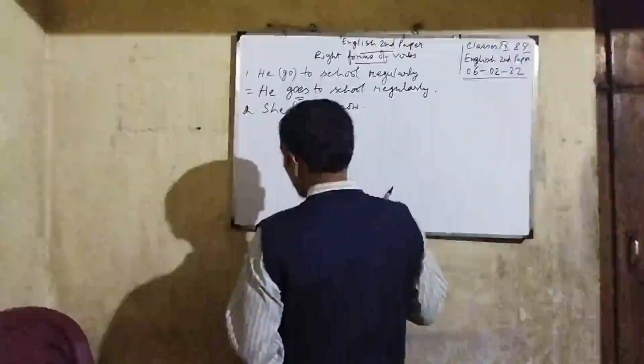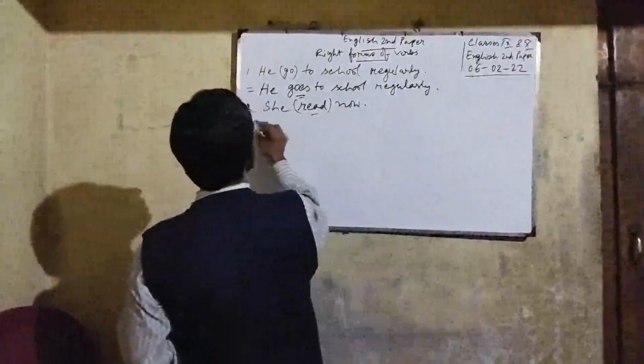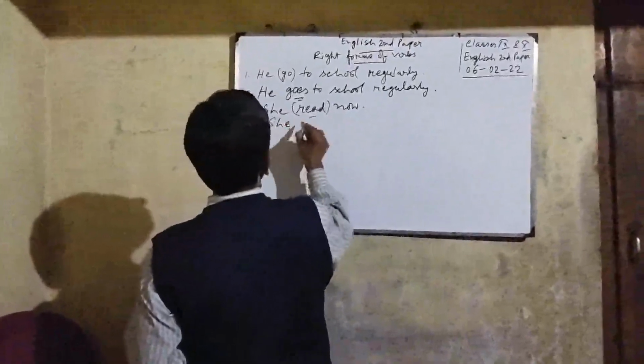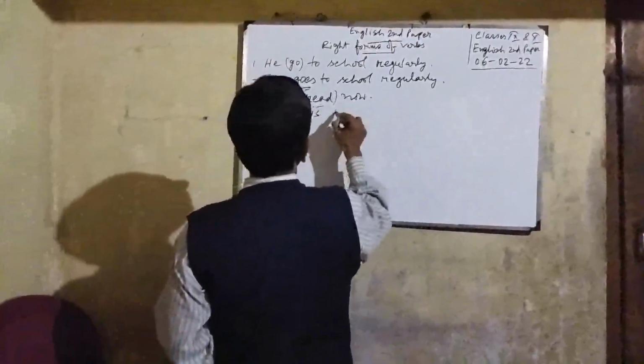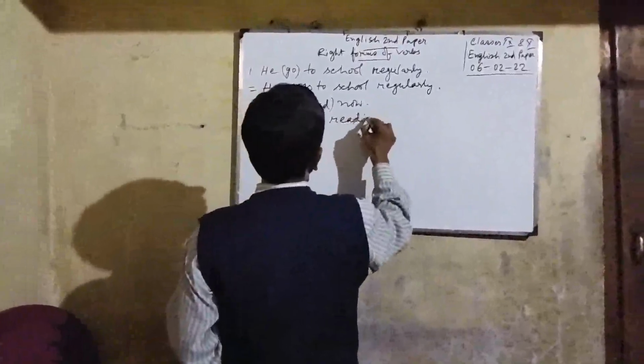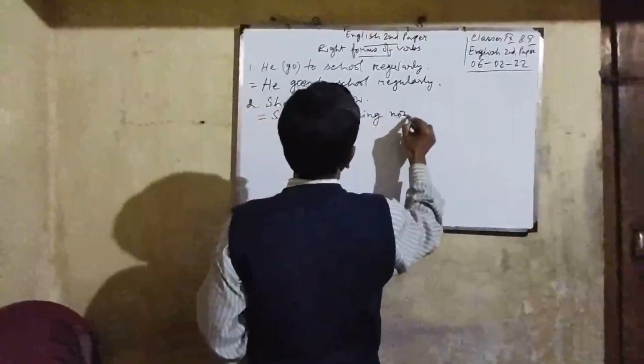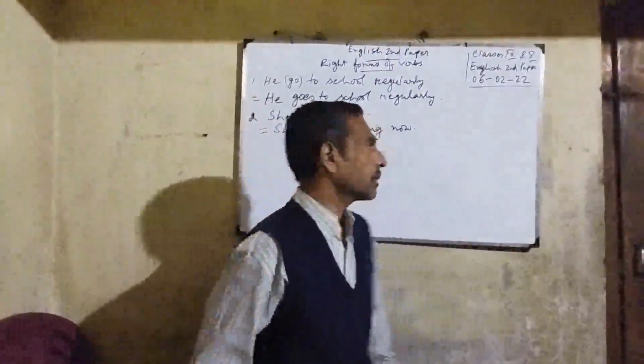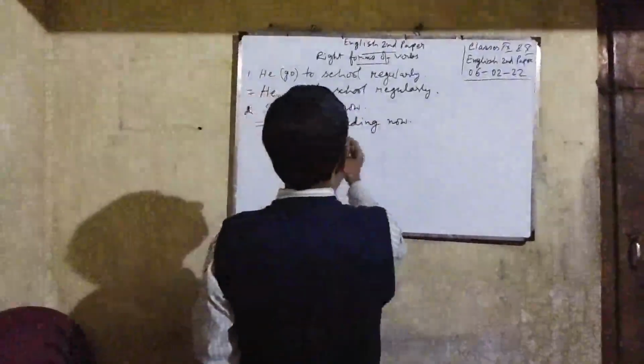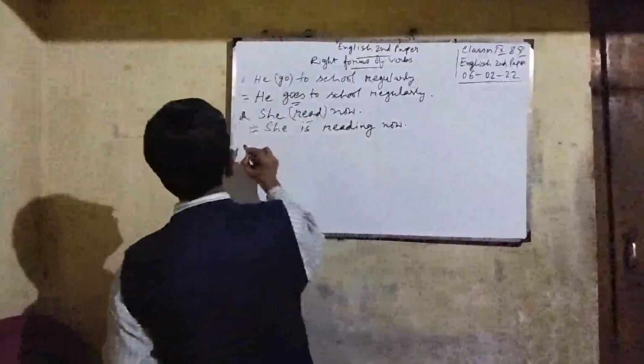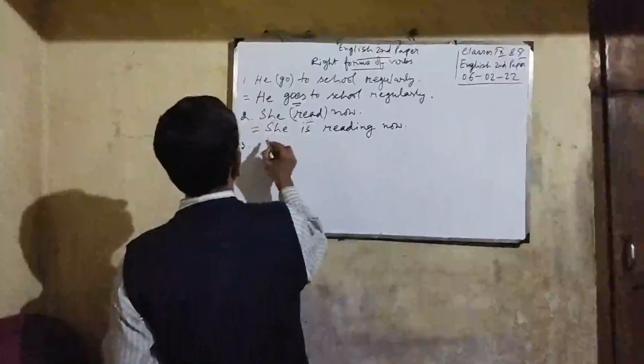So we will write here: she is reading now, and this is present continuous tense. Subject, is, verb plus ing. Now another example.